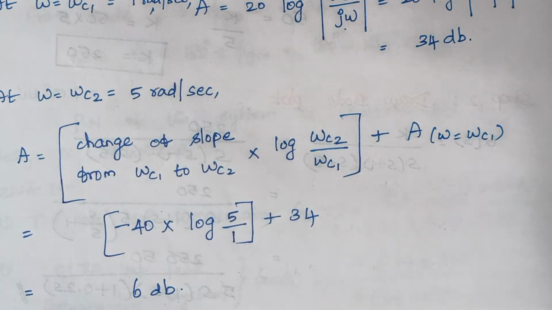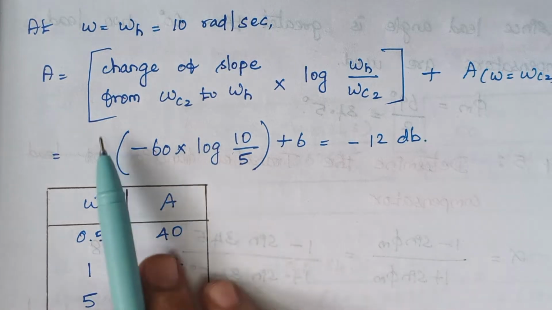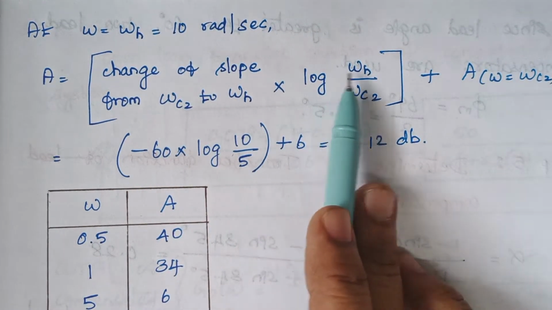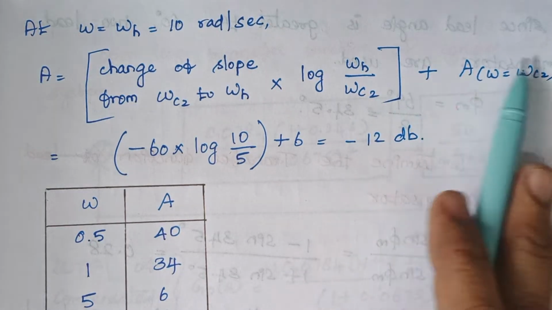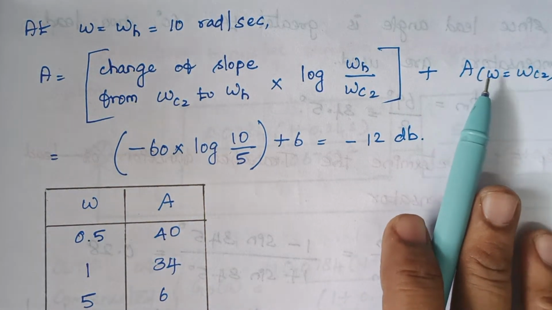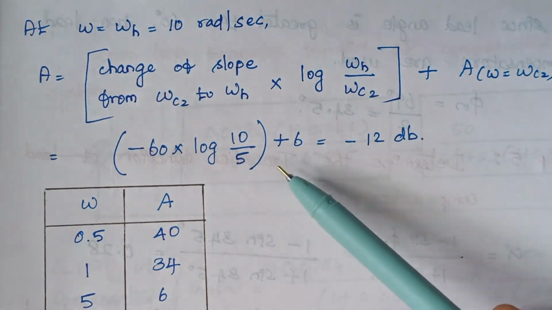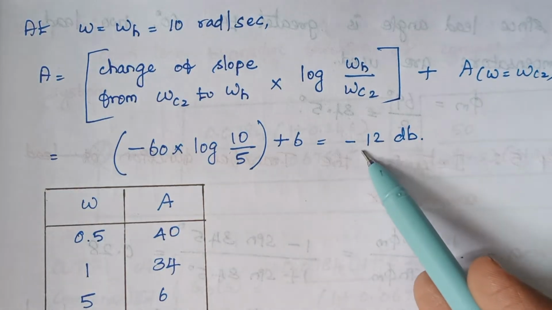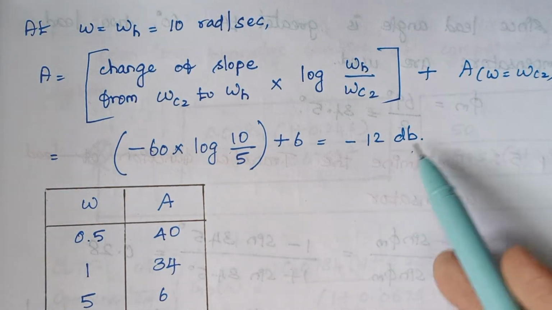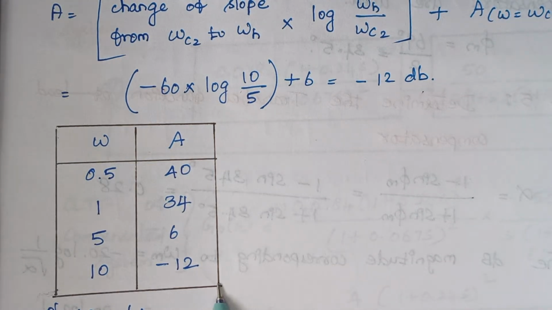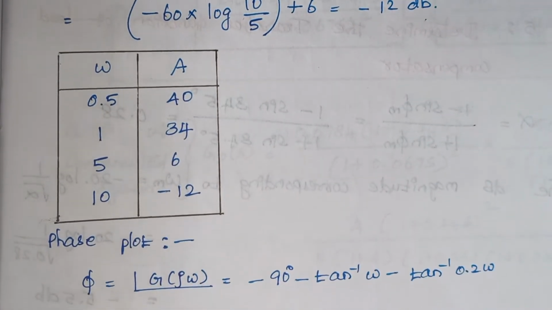And the next one is at omega equal to omega h. So here again, change of slope from omega C2 to omega h into log of omega h by omega C2 plus the previous value of A. That is, when omega equal to omega C2, what is the magnitude? So just substitute the values accordingly and finally the magnitude is minus 12 dB, right? So I had listed it out in the form of a table so that it will be easy for us to plot. And the next thing is writing an expression for the phase plot.